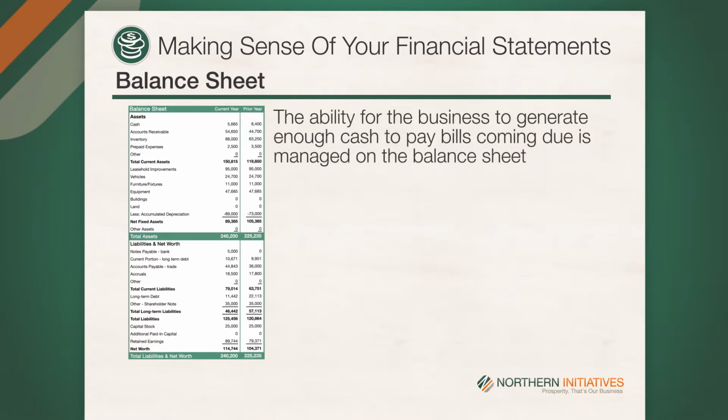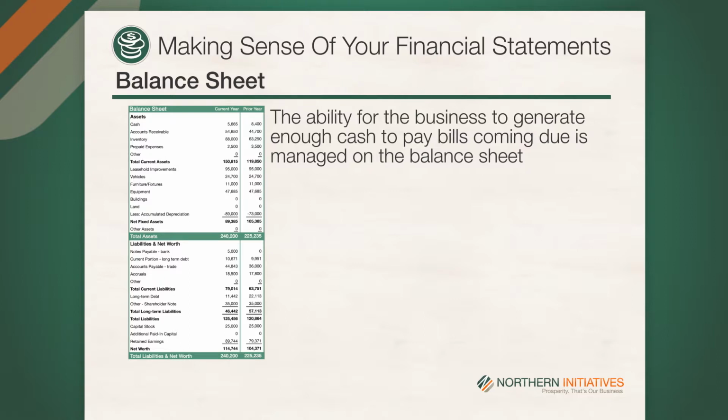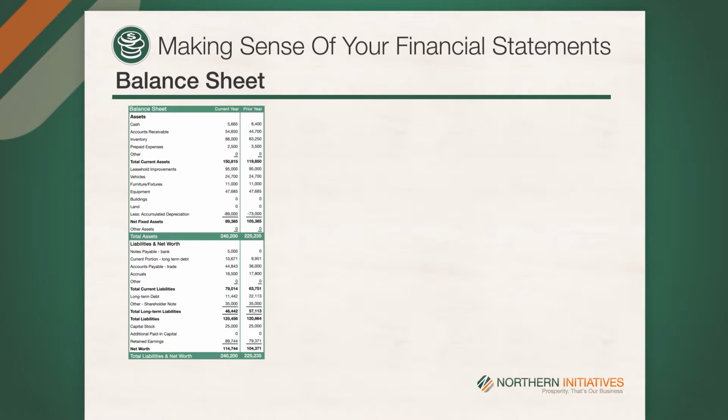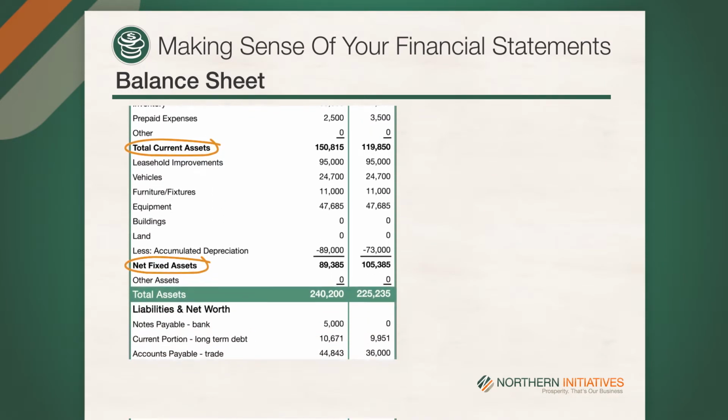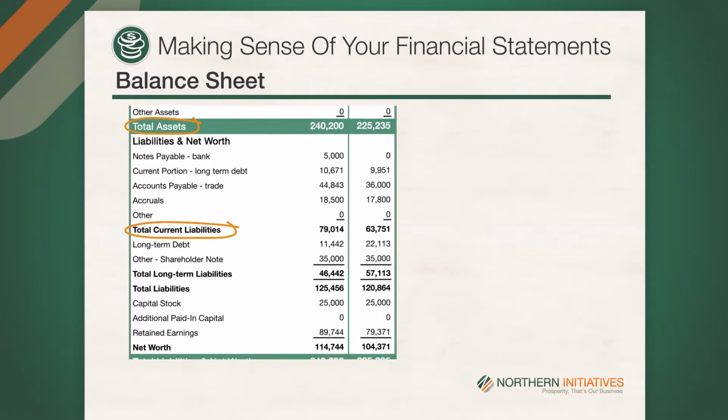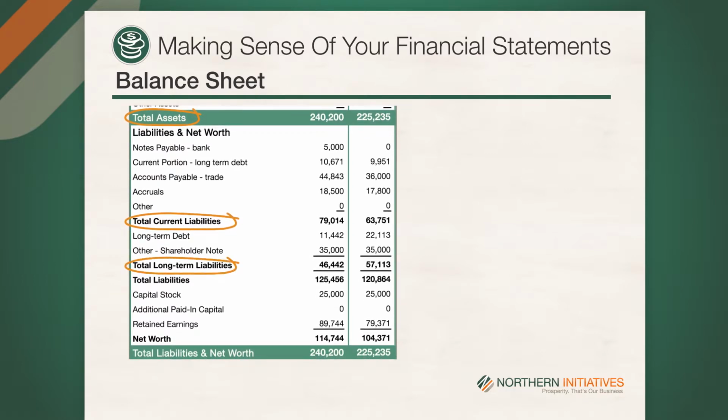The ability of the business to generate enough cash to pay bills coming due is managed on the balance sheet, not on the income statement. A good balance sheet manager has a better chance of weathering economic downturns. For each of these line items, questions will be raised that spark exploration of what's happening, why it's happening, and what should be considered if improvement is needed. You've got current assets, fixed assets, total assets, current liabilities, long-term liabilities, total liabilities, retained earnings, net worth, also known as owner equity, total liabilities, and net worth.